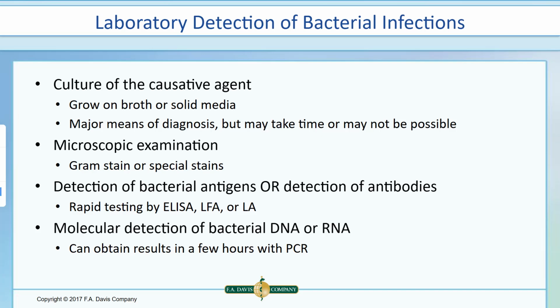We can do immunology, so detect bacterial antigens using antibodies, or detect antibodies within the patient to see if they've been exposed or have immunity against a particular pathogen. And then we can also do molecular detection of bacterial DNA or RNA and can obtain the results within a few hours with PCR. All of these four are still commonly performed in the clinical microbiology lab, although a lot of the culture-based tests are going away and being replaced by more of the molecular type tests.